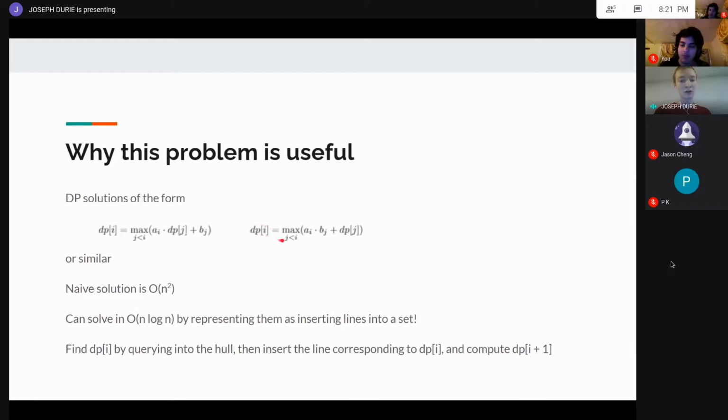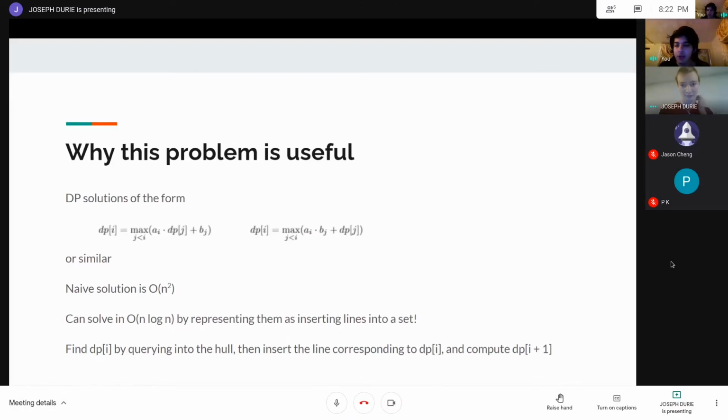But it's not something that you can immediately do, right? You can always do an n-squared solution for this, because for every i, you can manually loop over all j and compute these. But when we have this nice linear structure, we can reduce that to n log n by representing it as inserting lines into a set. So basically, computing dp i is querying, and then we want to add it to the set for the future i.